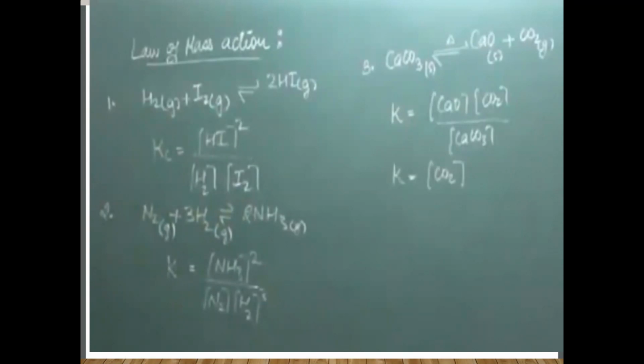Calcium carbonate is in solid form. When we heat calcium carbonate, it produces solid calcium oxide and carbon dioxide gas. Now students, here again when we calculate the equilibrium constant for this reaction, the formula will be the same, that is K is equal to the concentration of products upon the concentration of reactant. But here you can see that calcium carbonate, the reactant, is in solid state, and calcium oxide, one of the products, is also in the solid state.